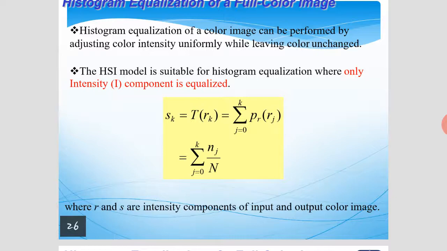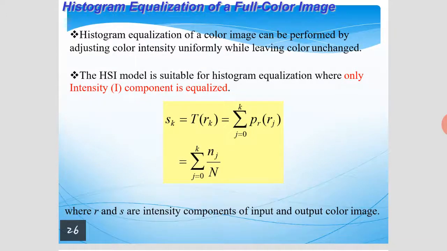Next is histogram equalization of a full color image. Histogram equalization of a color image can be performed by adjusting color intensity uniformly while leaving color unchanged. The HSI model is suitable for histogram equalization where only the intensity I component is equalized. The corresponding formula has been given here, where R and S are intensity components of the input and output color image.